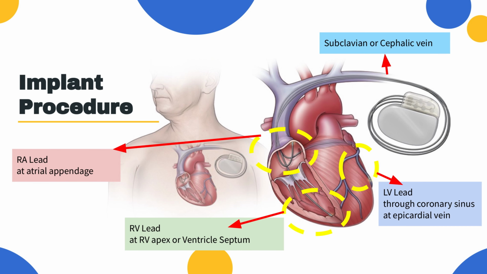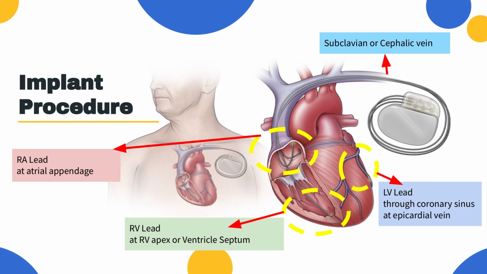Cardiac resynchronization therapy implantation is a minor invasive surgery below the collarbone. The device connects to the heart muscle with 3 leads, which are right atrial, right ventricle, and left ventricle lead. The lead is inserted through the subclavian or cephalic vein and travels through the superior vena cava of the heart.